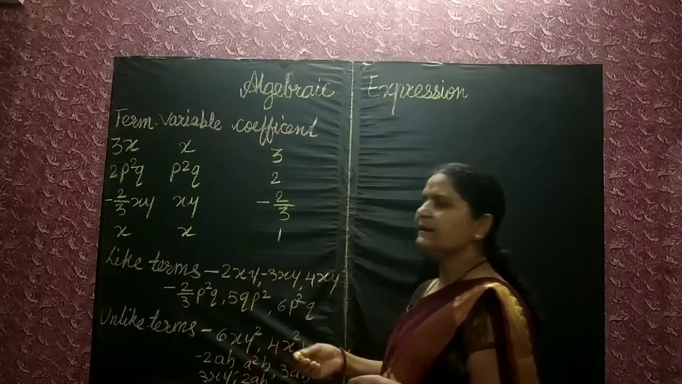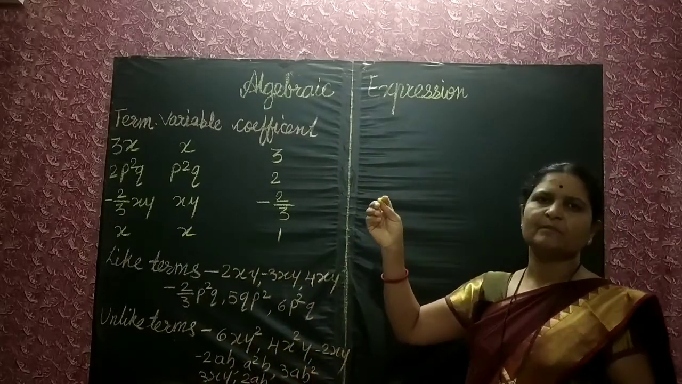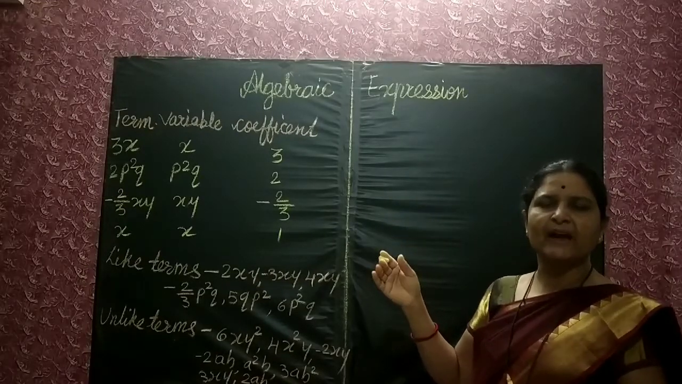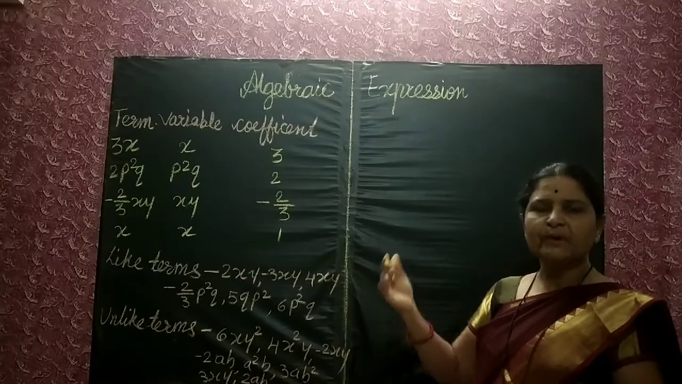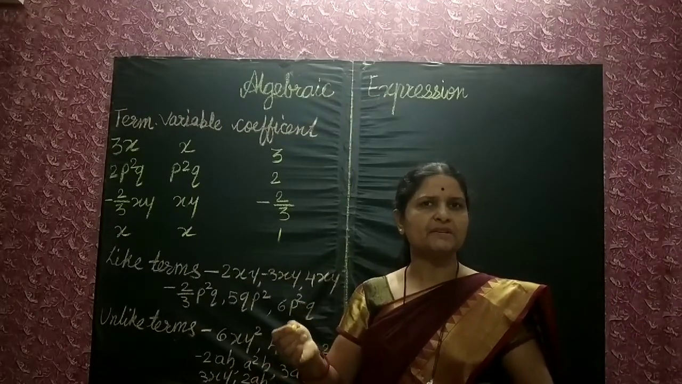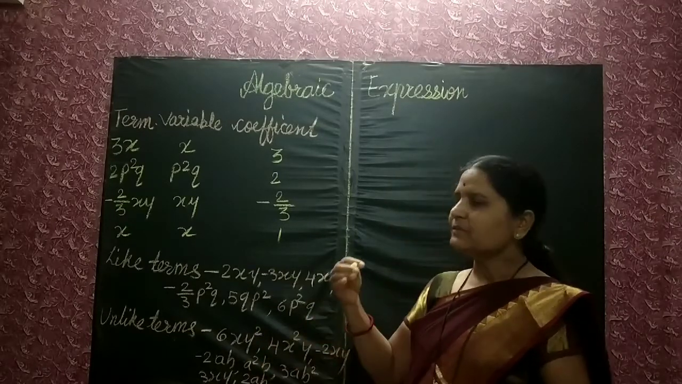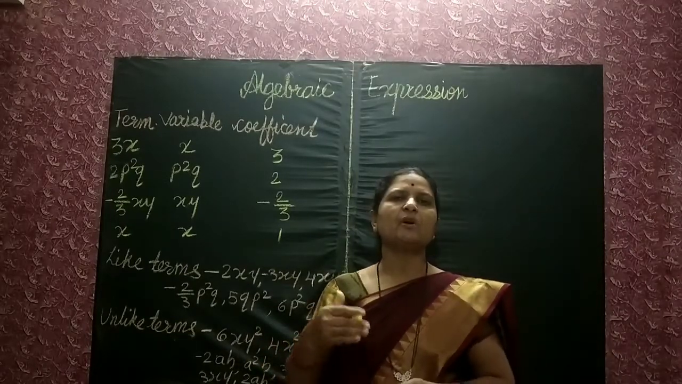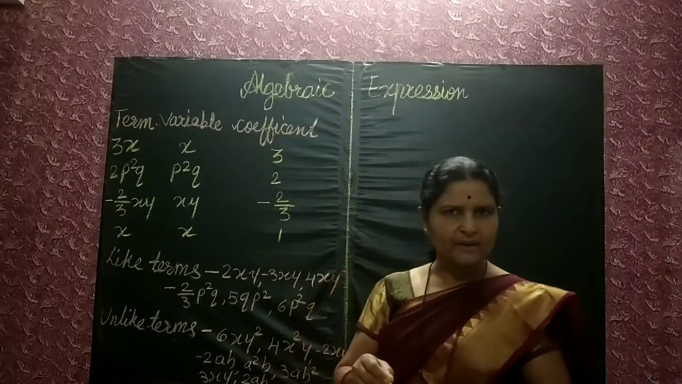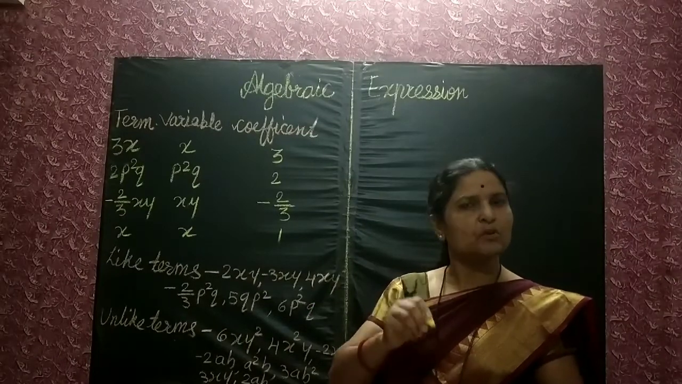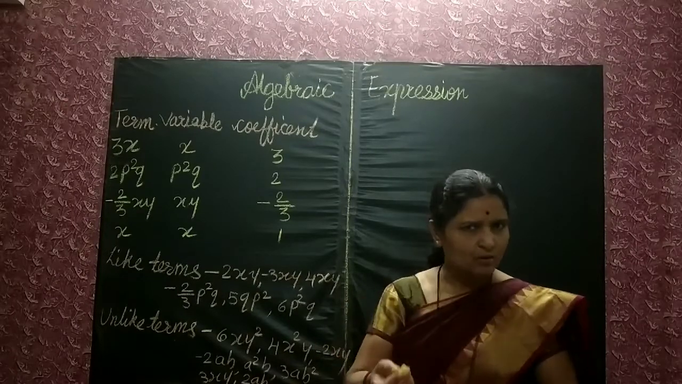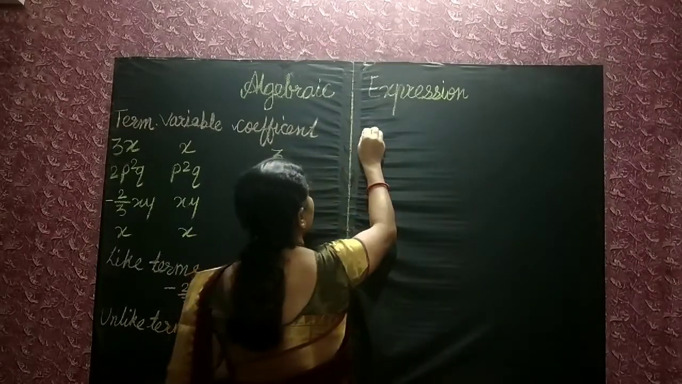Now next we'll see that expressions are classified into different types according to their terms. If there is one term in the expression, then that expression is said to be a monomial. If 2 terms are there, it is called a binomial. If 3 terms are there, it is a trinomial. And if more than 3 terms are there, that expression is said to be a polynomial. Now we'll see examples.